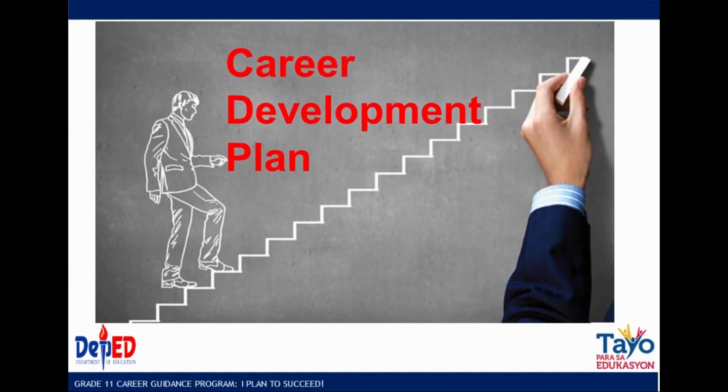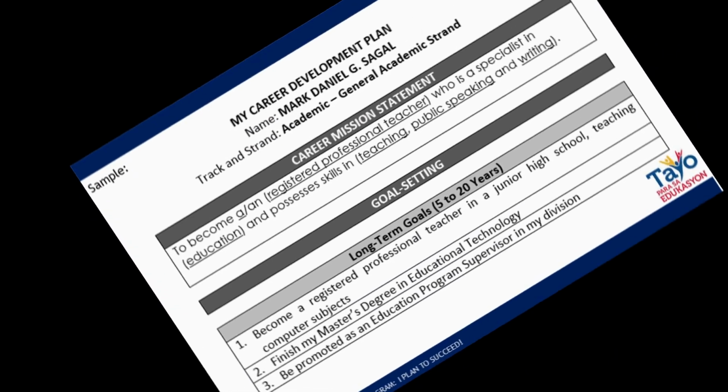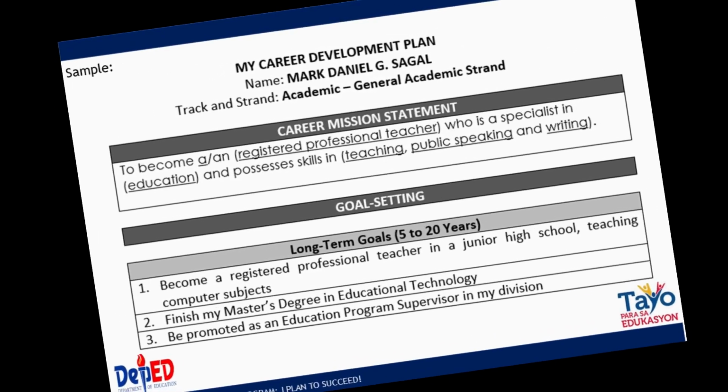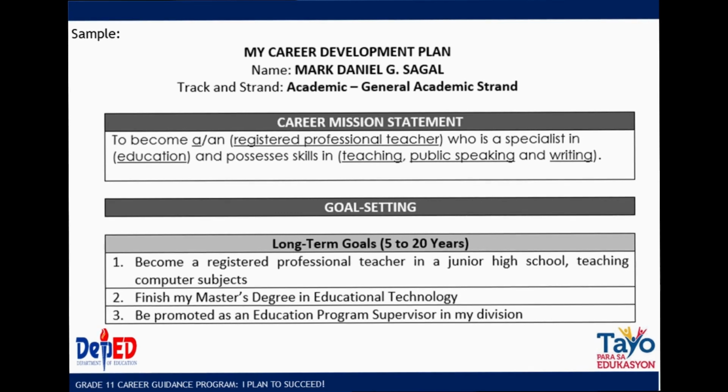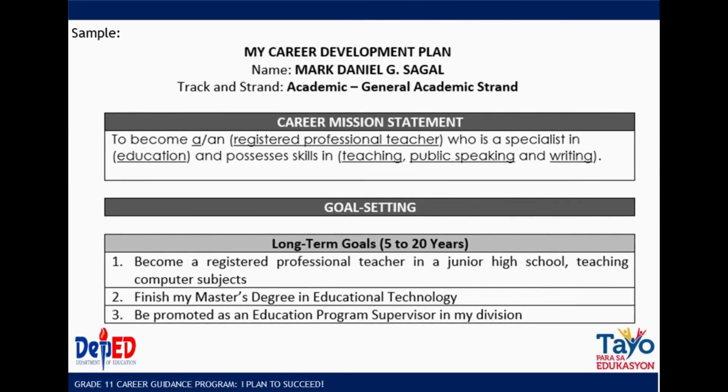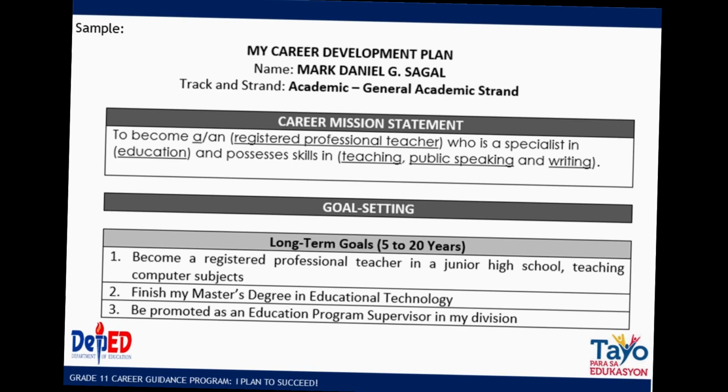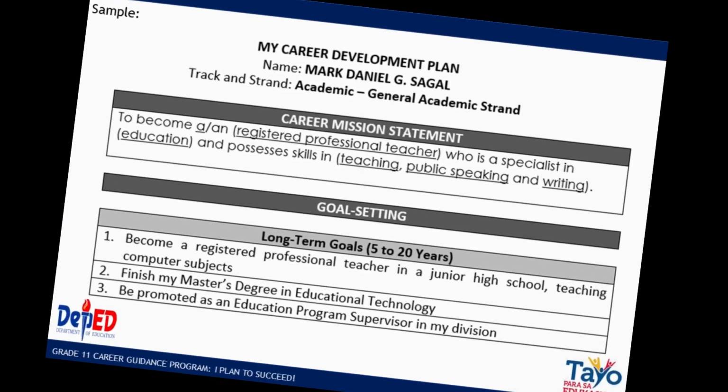This time, you are going to make your career development plan. Here is an example. You are going to write your name, your track, and your strength. You are also going to write your career mission statement, your goal setting, either a long-term goal, mid-term goal, or short-term goals.